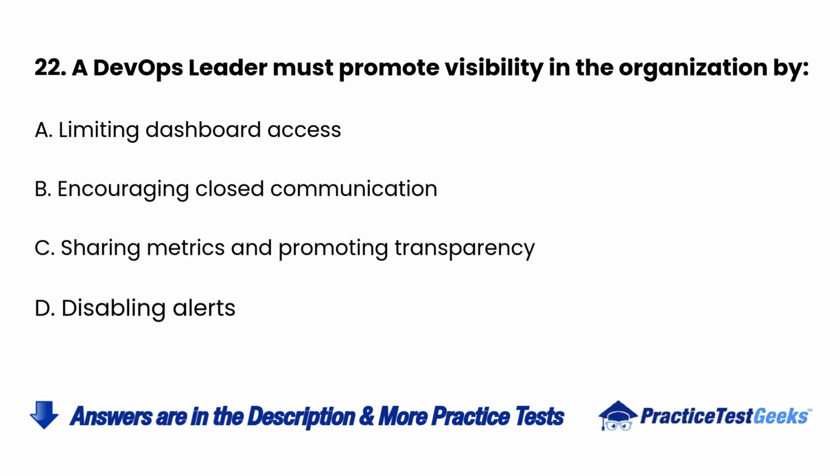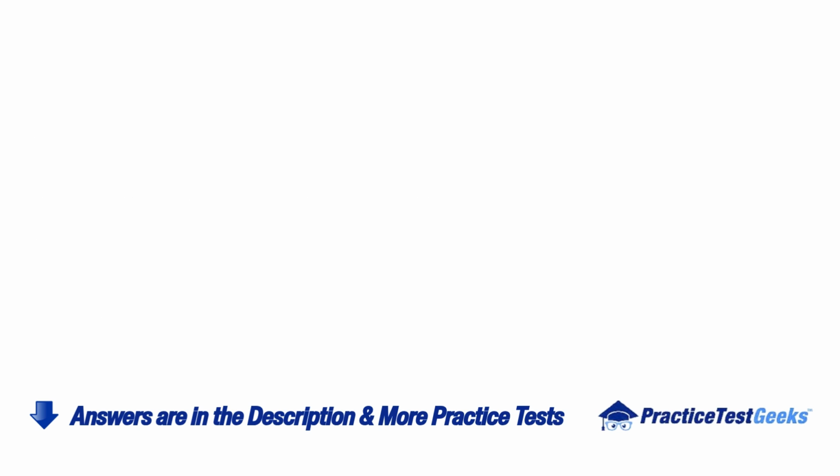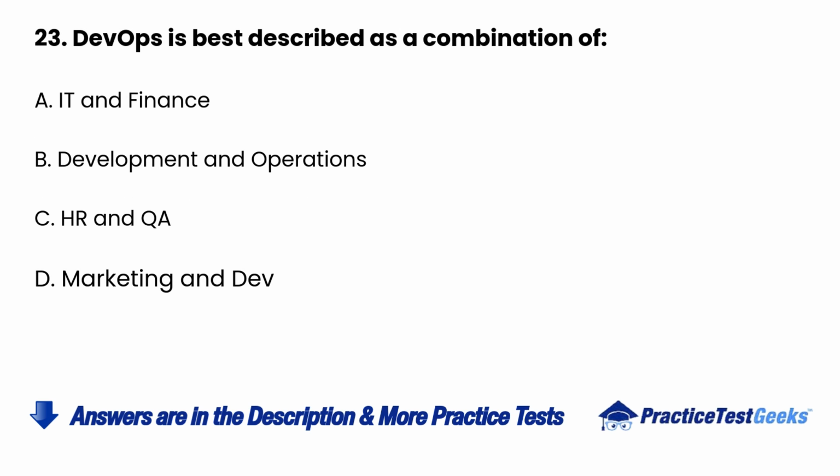22. A DevOps leader must promote visibility in the organization by A. Limiting dashboard access. B. Encouraging closed communication. C. Sharing metrics and promoting transparency. D. Disabling alerts.